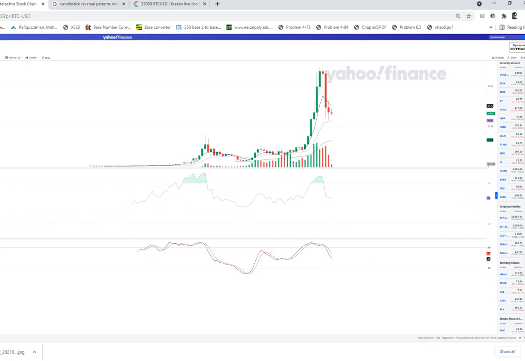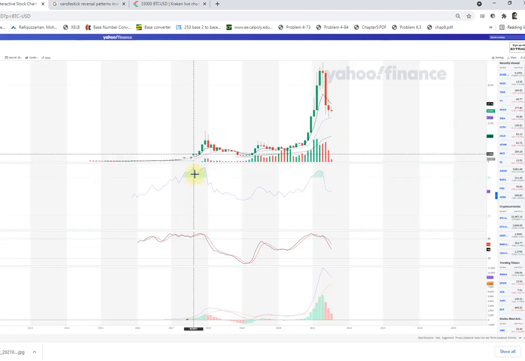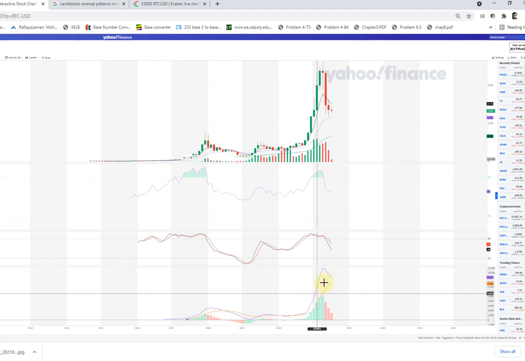Now, let me add one more popular indicator, which is the MACD. MACD is also very popular among traders and investors. I don't really use MACD though. But you notice there's something on the MACD right here. It looks like it's going back down, right? It doesn't really go back up to me.